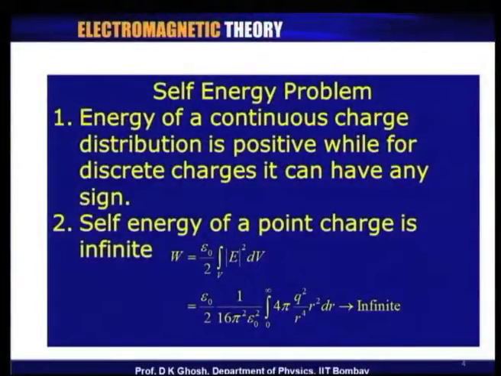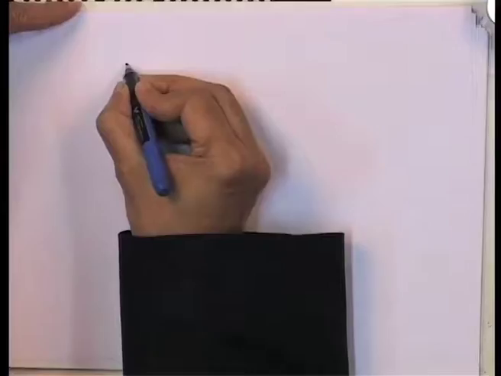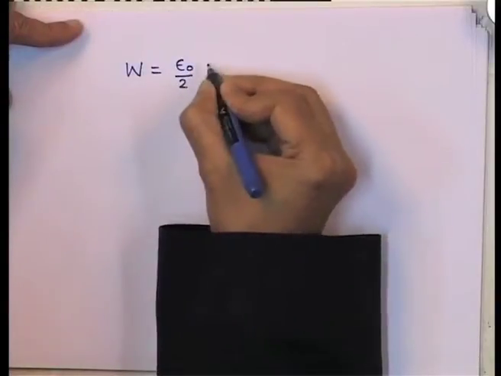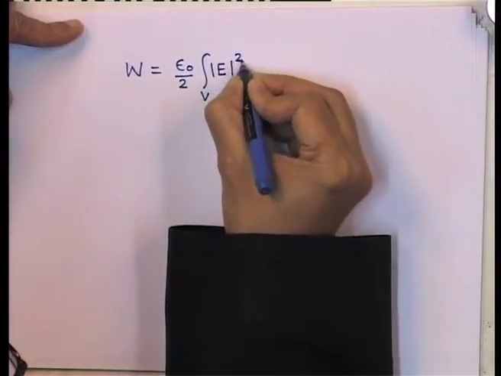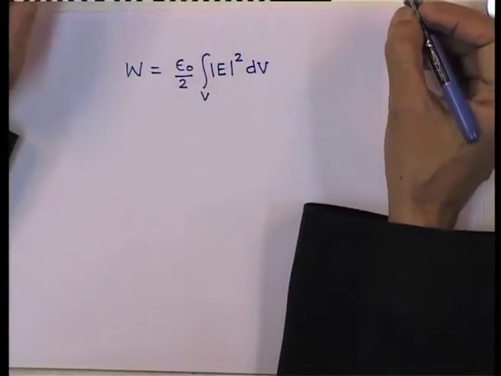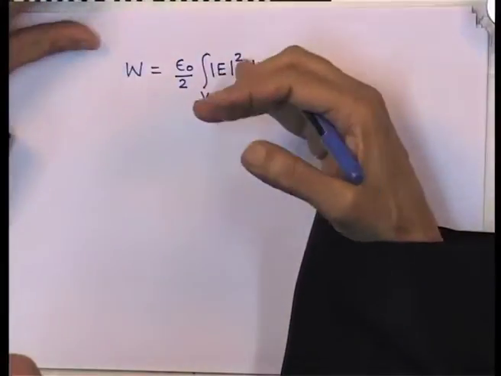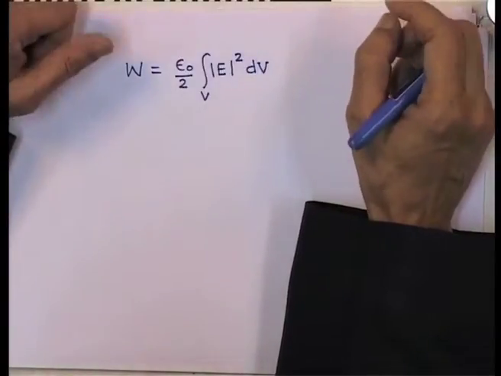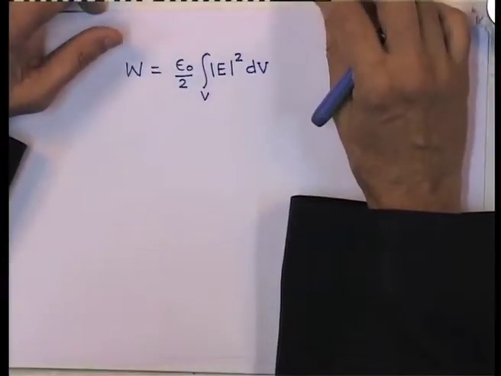We have seen that the energy of a continuous charge distribution is positive, because the energy is given by epsilon 0 by 2 integral over the volume of E square dV. This is an integral whose integrand is always positive, and as a result the integral is always positive. However, this contradicts the fact that if I had two opposite charges, since the interaction is attractive, the energy could be negative. So, when I have a discrete distribution of charges, the total energy could have either sign. So, what went wrong in this calculation?